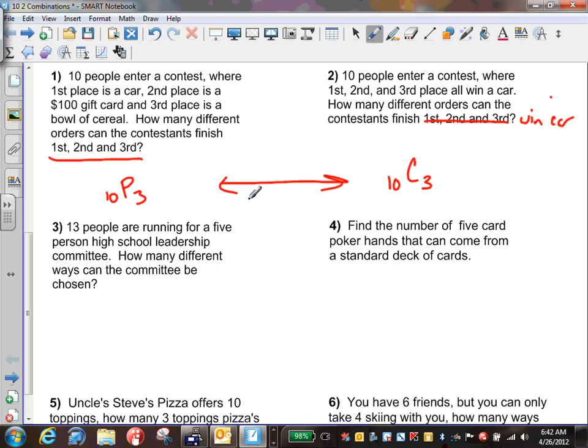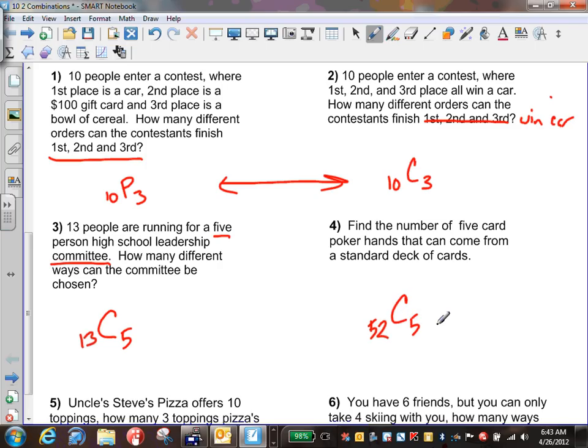Another clear example. Okay, number 3. 13 people are running for a 5-person high school leadership committee. So right there is the key. How many different ways can a committee be chosen? So we have 13 choose, and again, 5 people, 5. Okay. Find the number of ways of a 5-card poker hand from a standard deck of cards. Okay. So there are 52 cards in a deck, and you are choosing 5 at a time. Okay, and again, that's a good example.